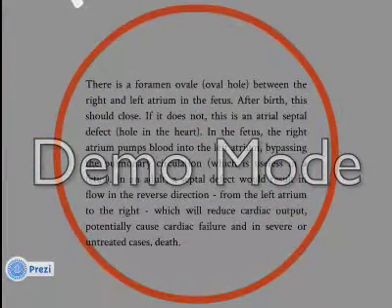There is a foramen ovale, or oval hole, between the right and left atrium in the fetus. After birth, this should close. If it does not, this is a natural septal defect, a hole in the heart.